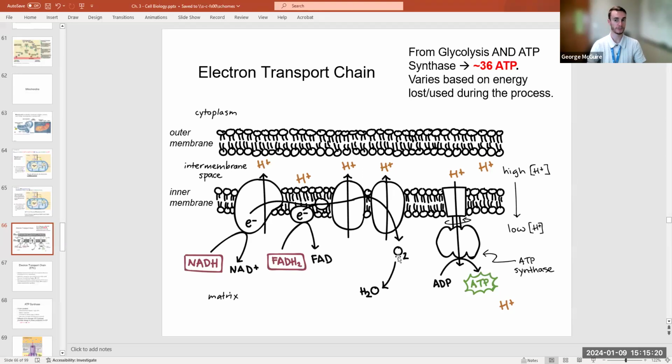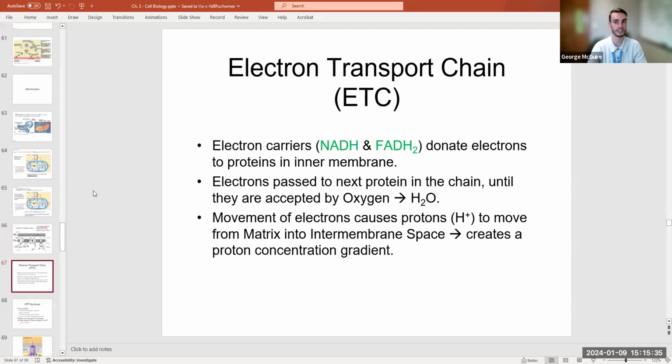So when oxygen is present in the cell, and we can use the mitochondria to do the citric acid cycle and the electron transport chain, our cells are producing energy, ATP, much more efficiently than they are without oxygen. So oxygen is super, super important.